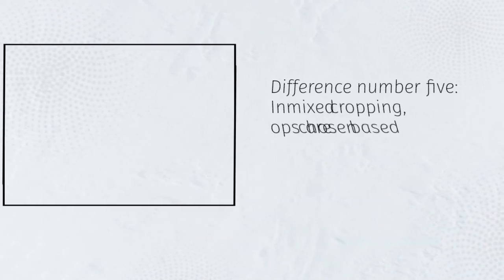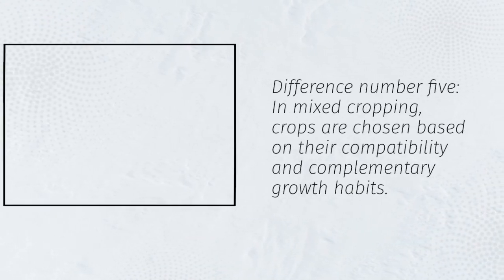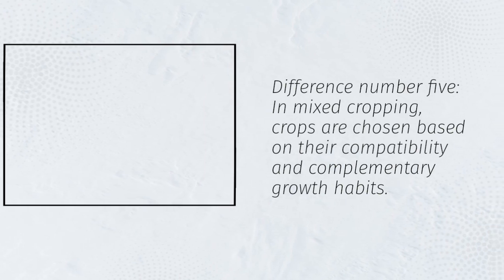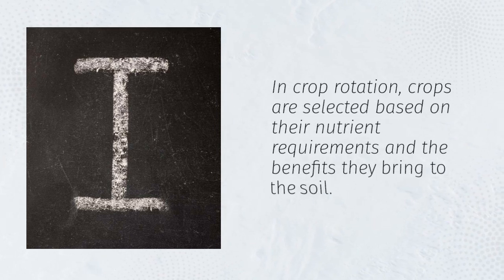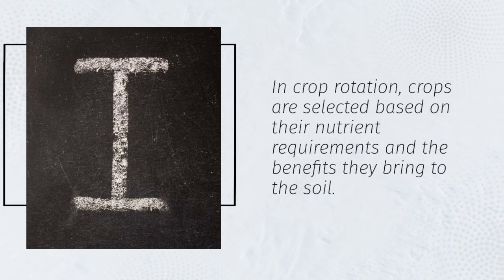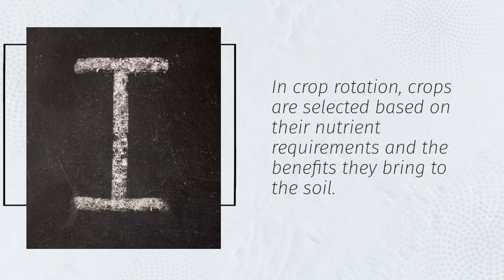Difference number 5. In mixed cropping, crops are chosen based on their compatibility and complementary growth habits. In crop rotation, crops are selected based on their nutrient requirements and the benefits they bring to the soil.